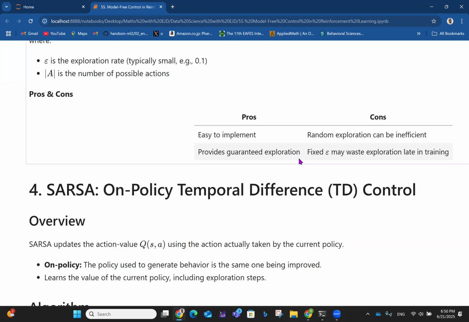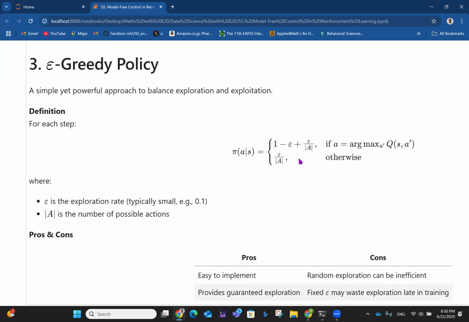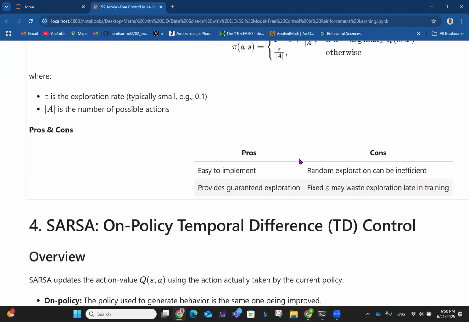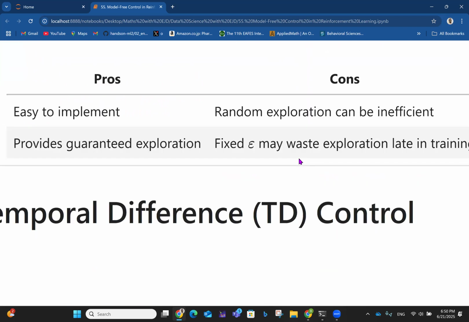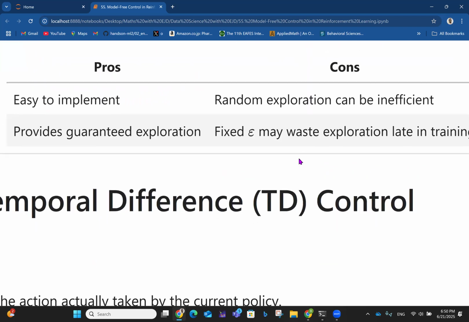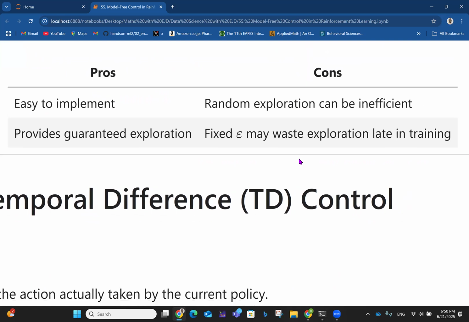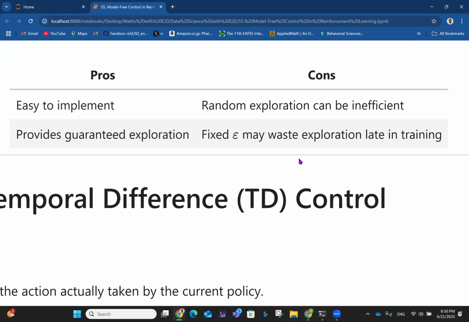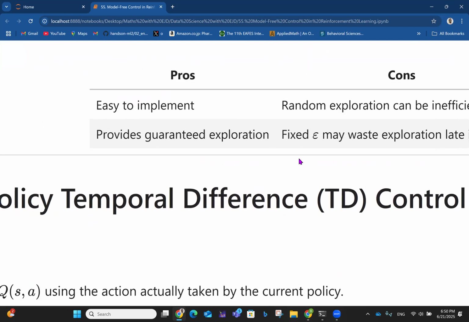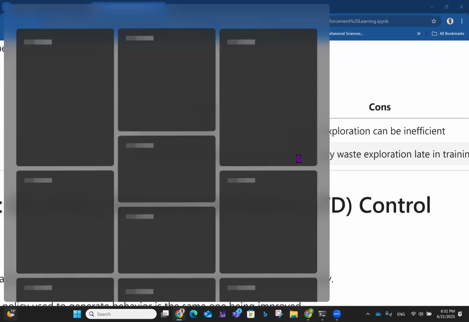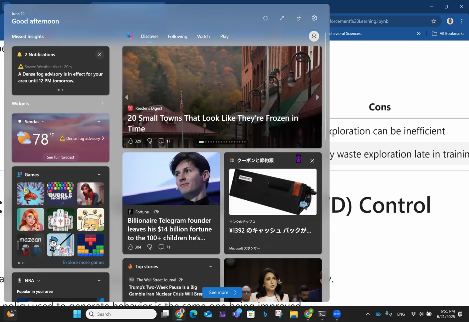So the pros and cons, right? The epsilon greedy policy is easy to implement. The one con is that random exploration can be inefficient. Then another pro is that it provides guaranteed exploration, while fixed epsilon may waste exploration late in training. So you need to be familiar with the pros and cons so you can make the best decision at all times.